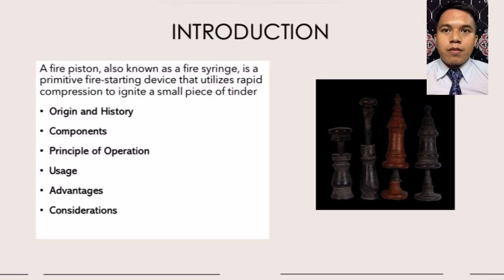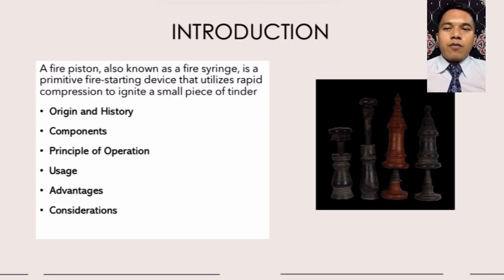Okay, for the introduction, the traditional lighter, or what we call a fire piston, also known as a fire syringe, is a primitive fire starting device that utilizes rapid compression to ignite a small piece of tinder. For the origin and history, the fire piston has been used for centuries, primarily in South Asia and the Pacific Islands. It predates the invention of the match and lighter.